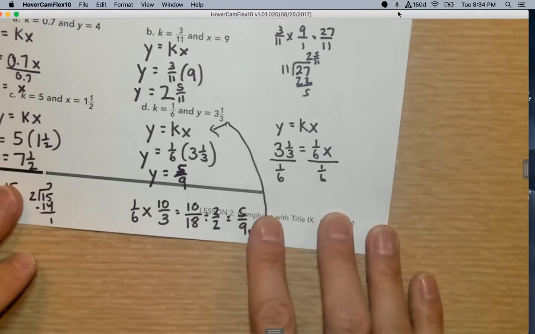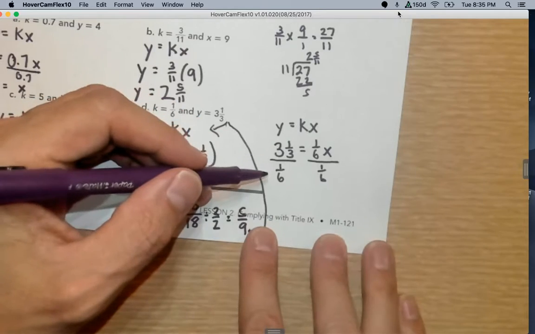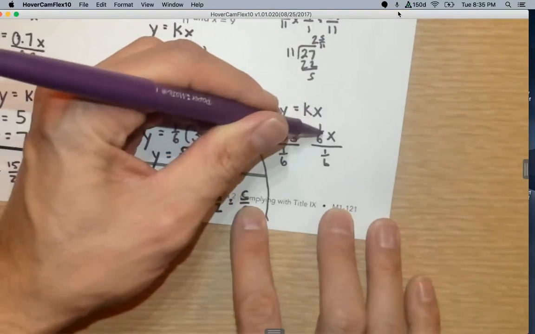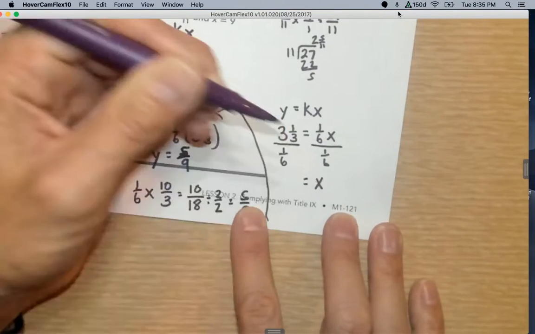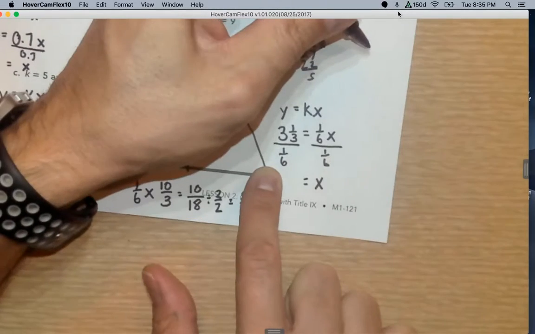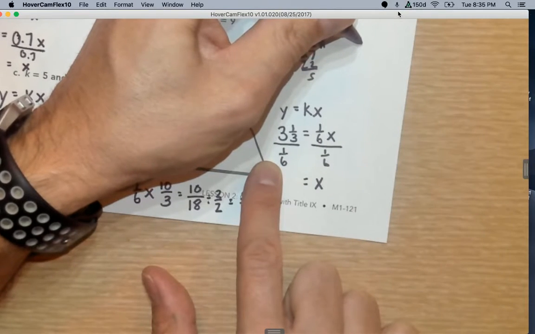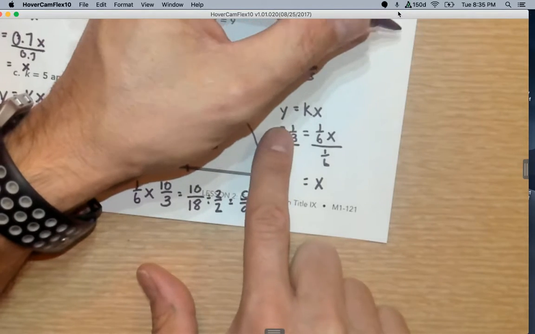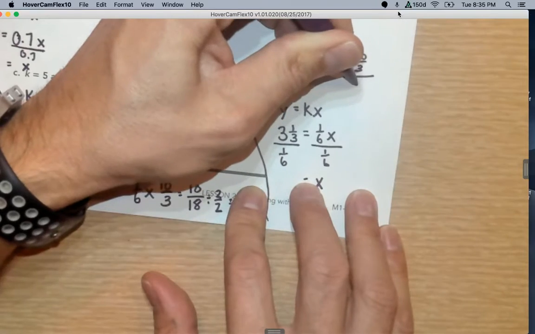All right, so this could be considered a division problem. Let me show you how. On this side, 1/6 over 1/6 is going to be equal to 1, so the right side is going to be equal to x. Okay. Now going from the beginning, we have 3 1/3. First, I would write it as an improper fraction. 3 times 3 is 9. 9 plus 1 is 10. 10 over 3 divided by 1 over 6.